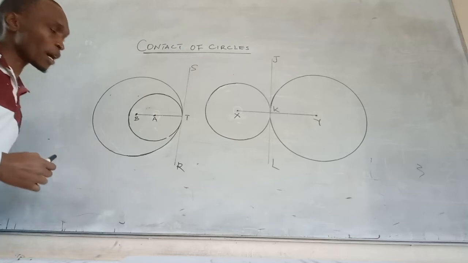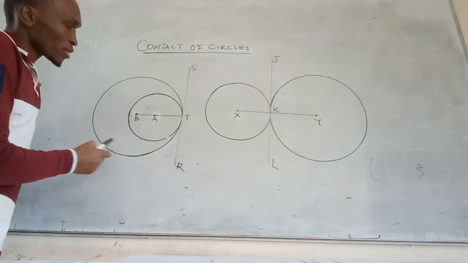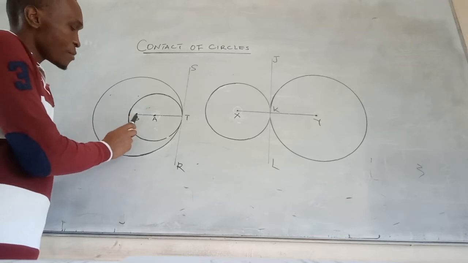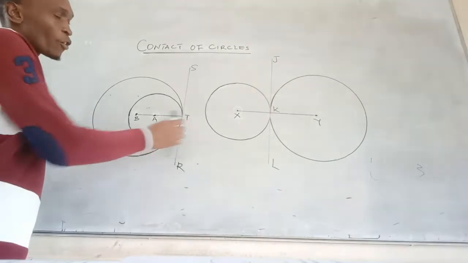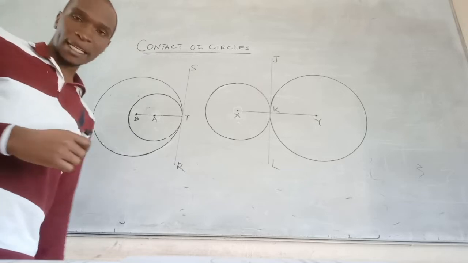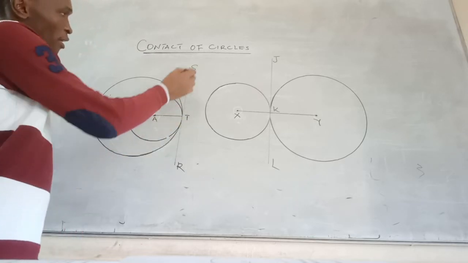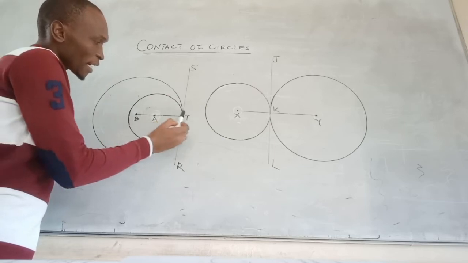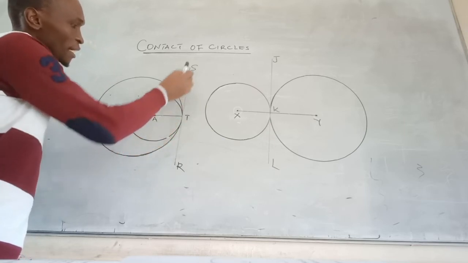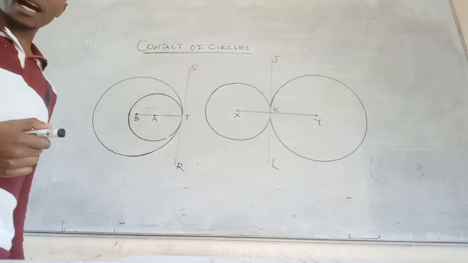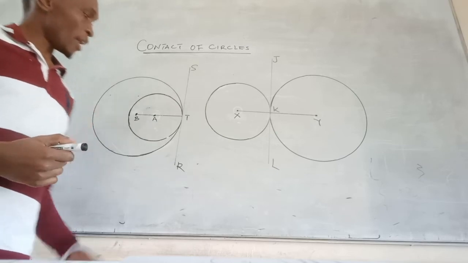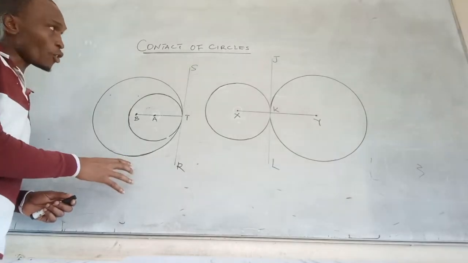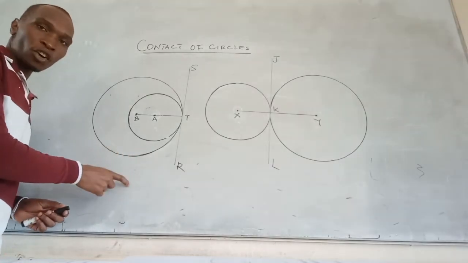One thing we need to note about these two circles is that the radii, that is B and A, and the point of contact are in a straight line. Therefore, if you draw this tangent here, the straight line BT is meeting SR at a right angle. These two circles are said to be internally in touch, or internally in contact.